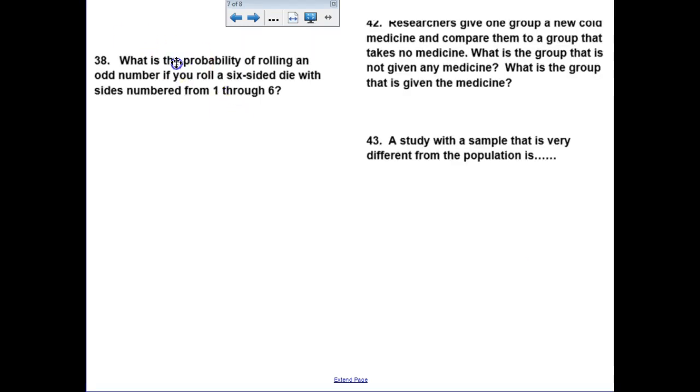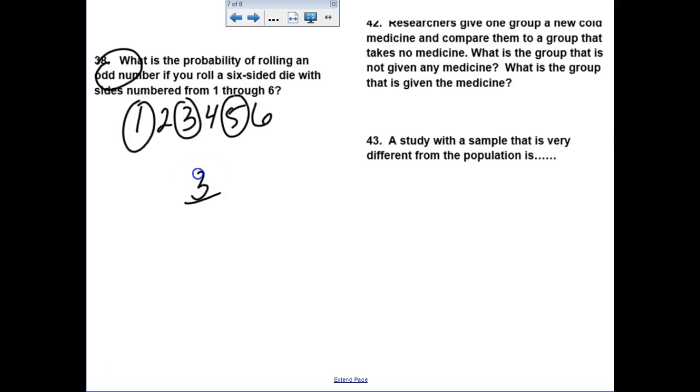All right, little probability for you. We're rolling a 6-sided die with numbers labeled 1 through 6, like a normal die. And what's the probability of it being odd? Well, remember, odd would be 1, 3, and 5. So that would be 3 out of the 6 outcomes, or 1/2.